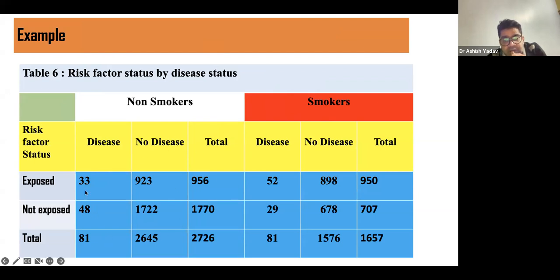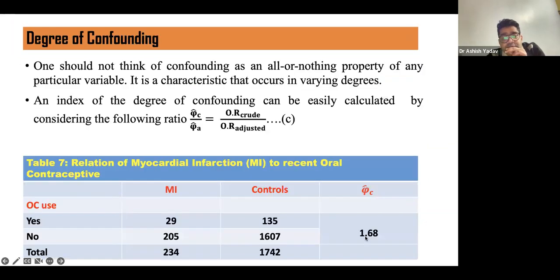For the non-smoker table, AiDi is 33 into 1722 divided by Ni, that is 2726, and BiCi is 923 into 48 divided by 2726. That will be for your non-smokers. Similarly, we can do it for the smokers: 52 into 678 divided by Ni, which is 1657, and 989 into 29 divided by 1671. So we can calculate the odds ratio for the confounding effect.